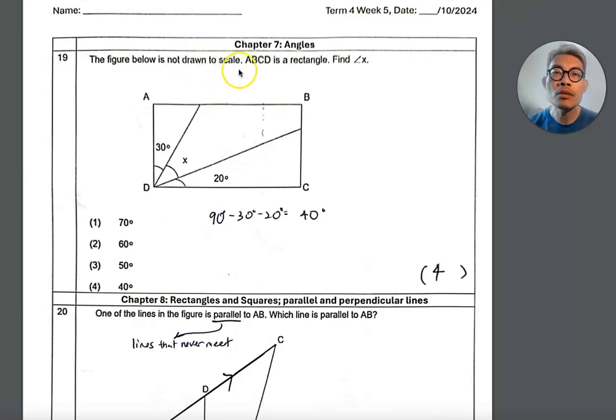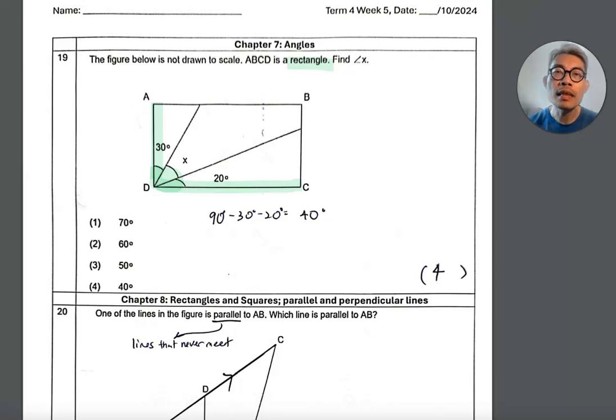The figure below is not drawn to scale. ABCD is a rectangle. Find angle X. To solve such a question, you must remember certain properties of different shapes. For example, if this is a rectangle, it tells you that all the angles at the corner are right angles. So you know this whole angle is 90 degrees.